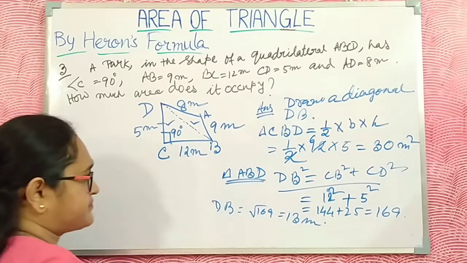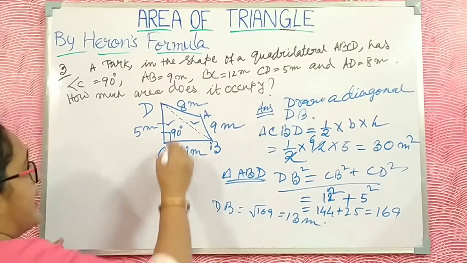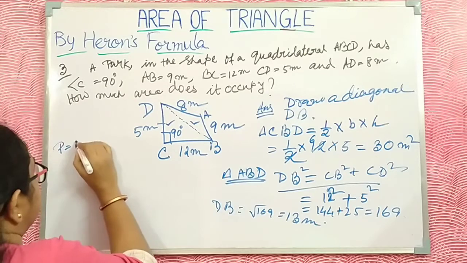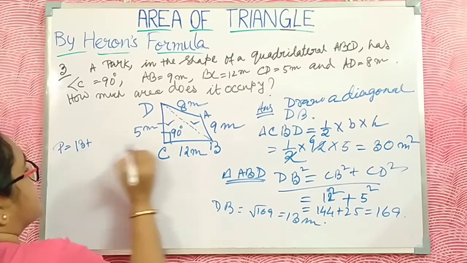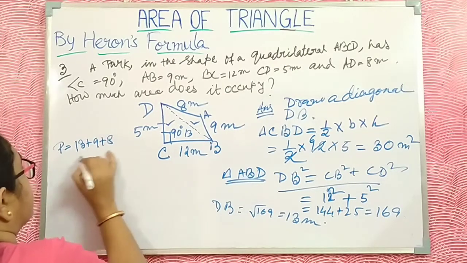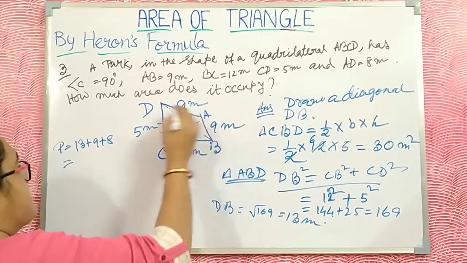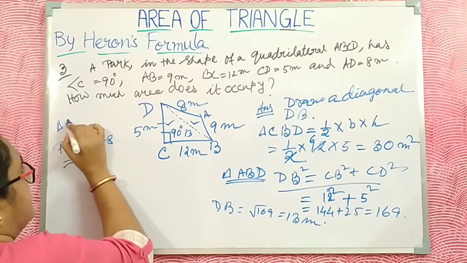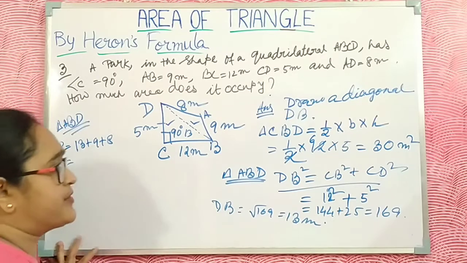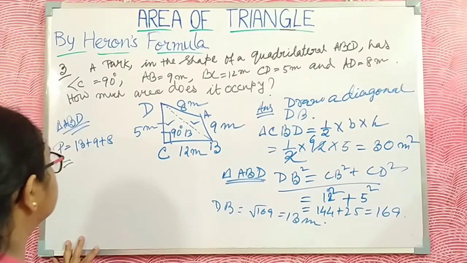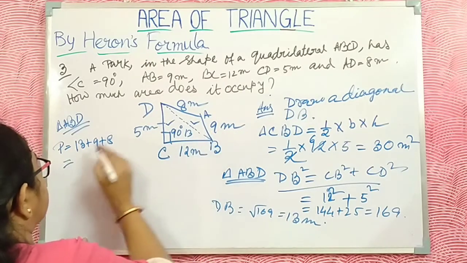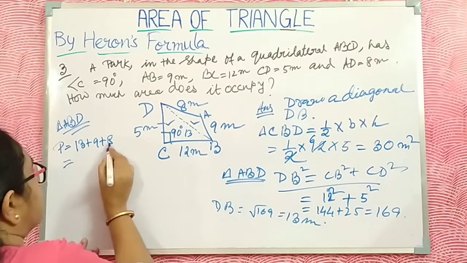Now I discuss the area. When you find the area of this triangle, first find the perimeter. The perimeter of triangle ABD is 13 plus 9 plus 8. This is just to do the addition.